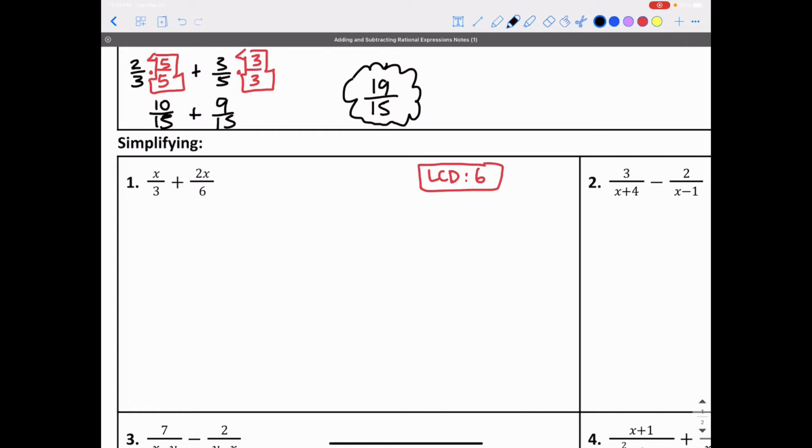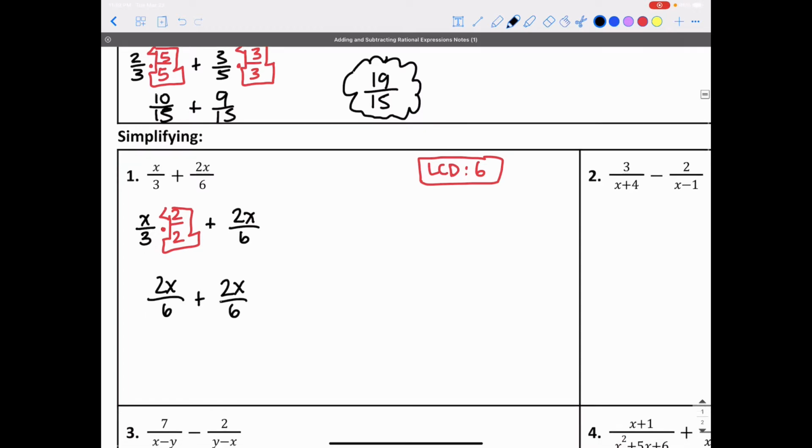So I need to change x over 3. I need to change the denominator to be 6, so I need to multiply by 2. And I need to do that in the top and the bottom. I'm multiplying by a giant 1, not changing the worth of that fraction. Plus, I have 2x over 6 that I don't need to change. When I fix the left-hand fraction, I have 2x over 6. 2x over 6 plus 2x over 6 is going to give me 4x over 6.